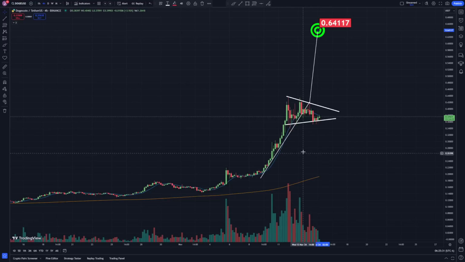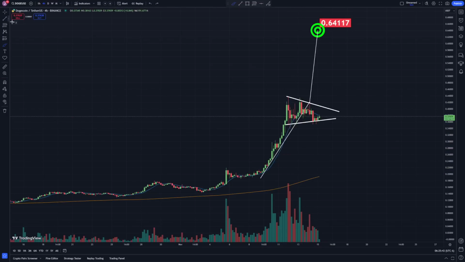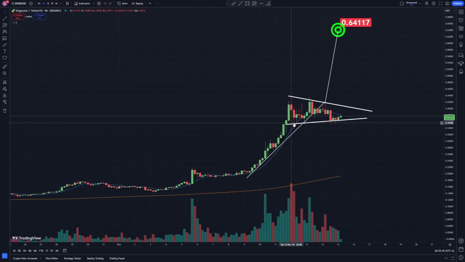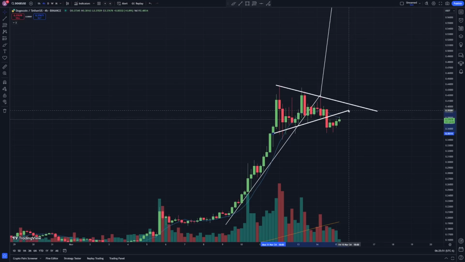Let's take a look at what's going on with Dogecoin today, guys. So in yesterday's video, we were watching this potential bull flag. We had this big run up, and then we started consolidating something like this. In yesterday's video, I had this trend line at the bottom support line a little bit different. Let me go ahead and readjust it and show you what I was looking at yesterday. I had something like this.